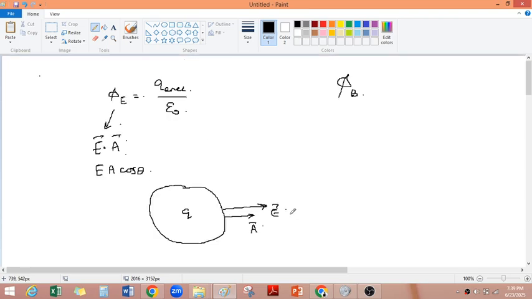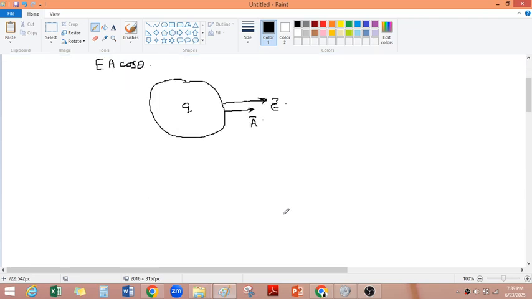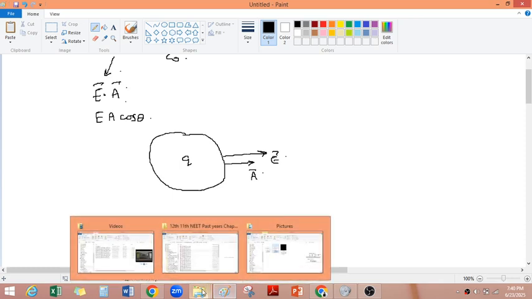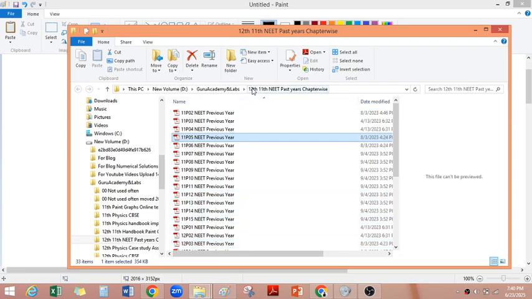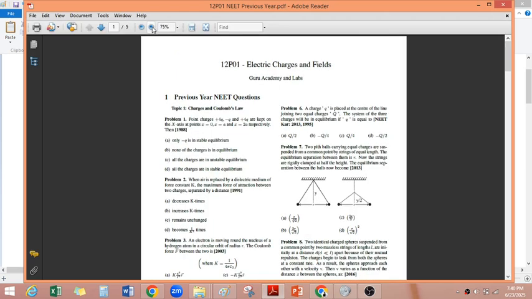What else have you studied in electric field? Q enclosed. I think we can get started with the problems directly. If you need some help in the theory, we can come back. Is that okay? Yes, sir. We can do like this. 12P01 previous year. Maybe we can do some JEE questions also later.